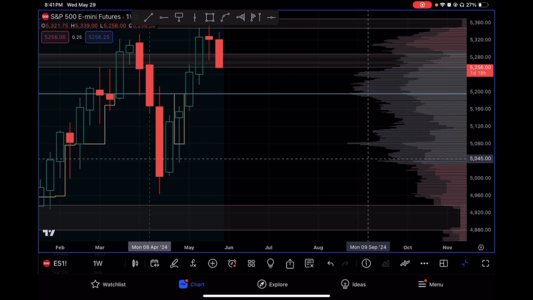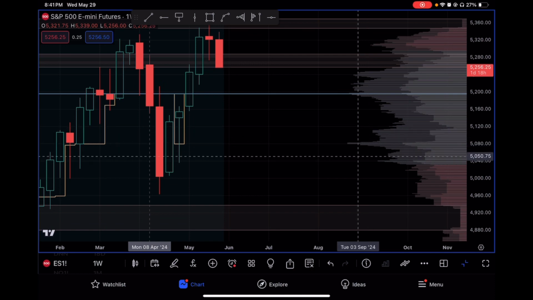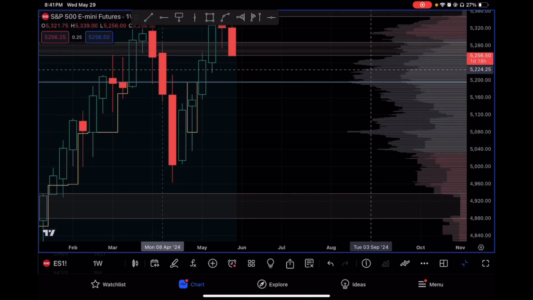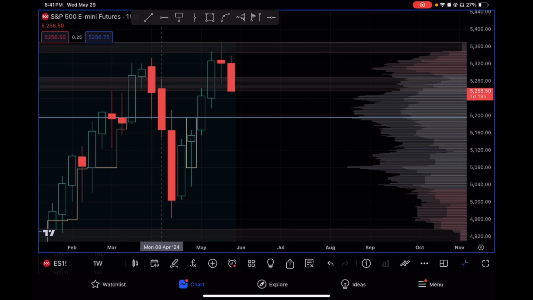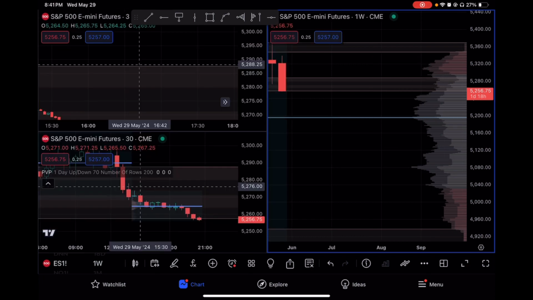I know that things will get choppy in here is what it's telling me. But one, two, three main balance zones that I would mark for this entire profile. Okay, now that we have those higher time frame LVNs, let's go to a smaller time frame chart.